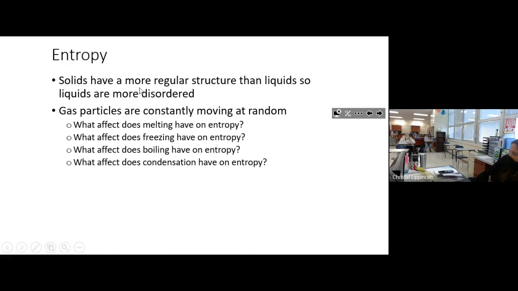Solids have a more regular structure than liquids, so liquids are more disordered. So liquids have more entropy. And we'll get to the thermodynamically favorable soon, maybe not today.